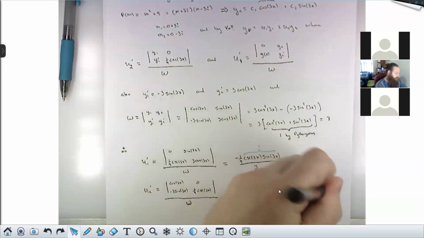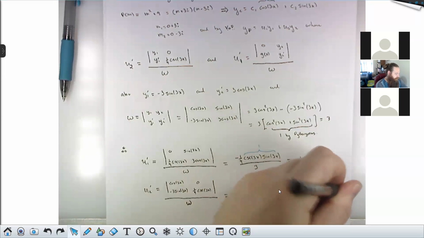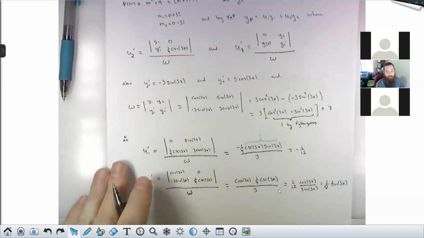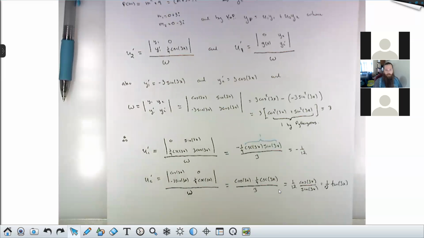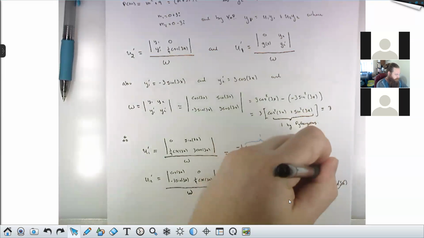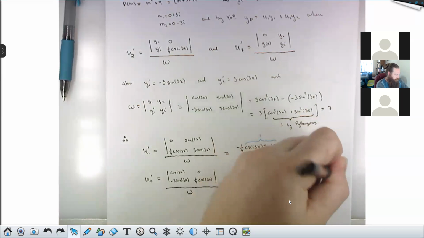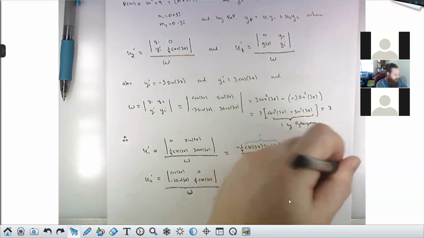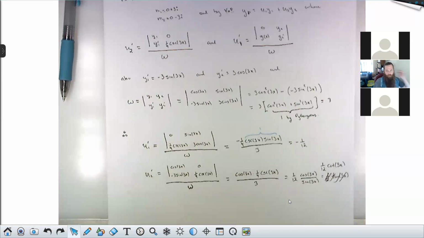So you could write this as 1/12 tangent of 3x. Because again, cosecant is the reciprocal of sine. Oh, sorry, cotangent. Cotangent of 3x. Sorry, the sine is downstairs.